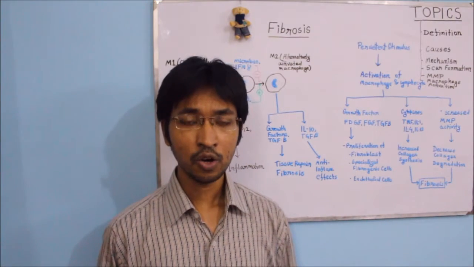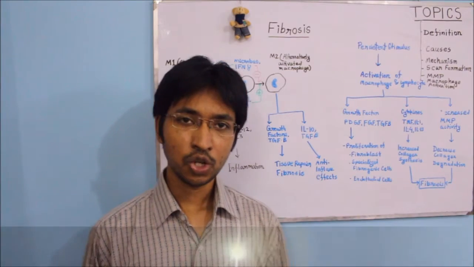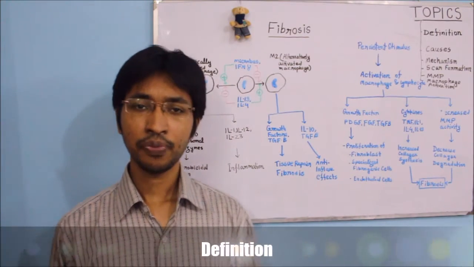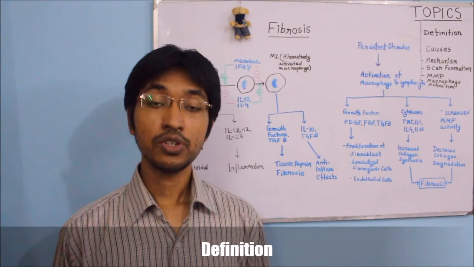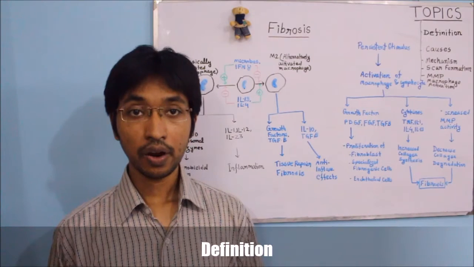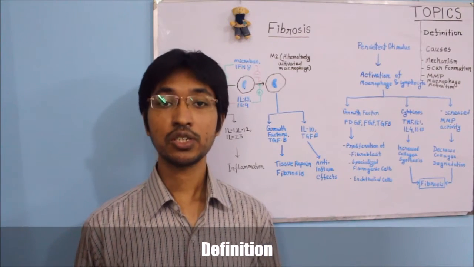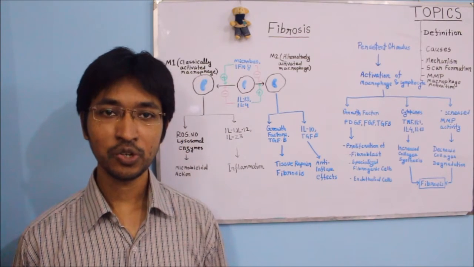First question, what do we mean by fibrosis? How can we define it? So, as written in your textbook, fibrosis can be defined as excessive deposition of collagen and other extracellular matrix components in a tissue.